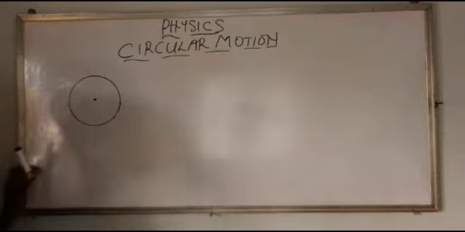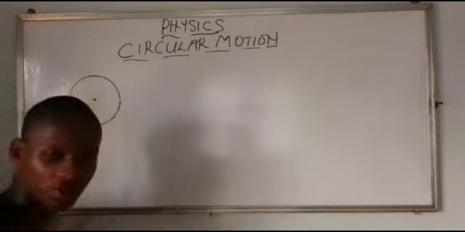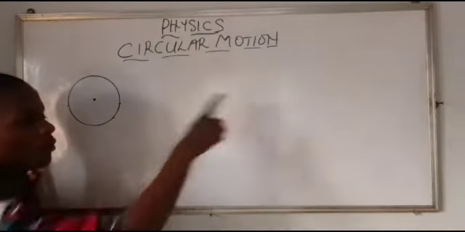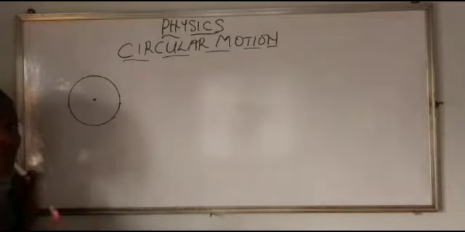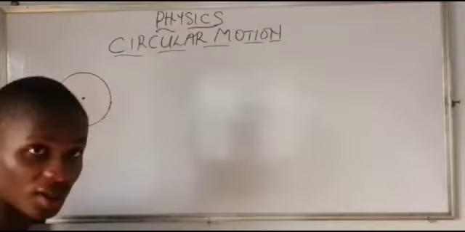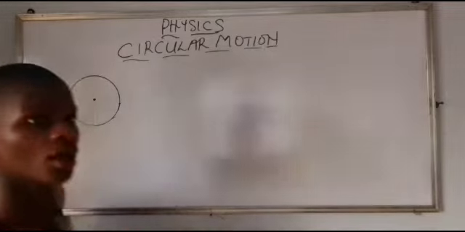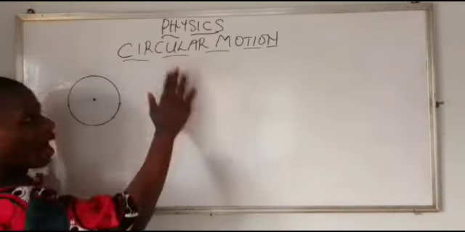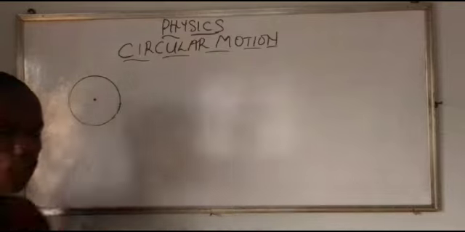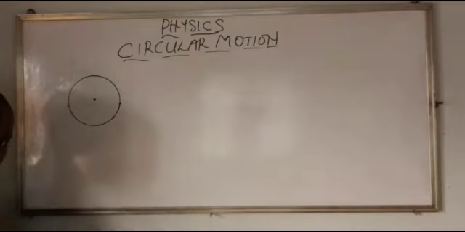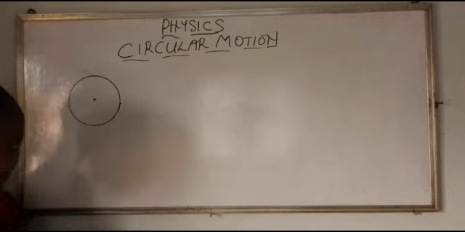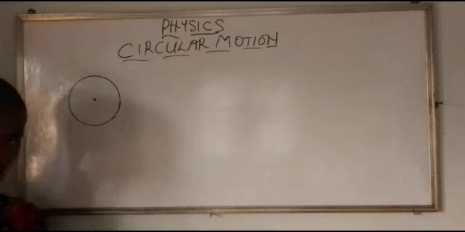I know that someone will quickly ask me, sir, what about rotational motion? Circular motion is movement of an object about a fixed point in a circular path. Then what is rotational motion? My brother, calm down, reduce your temper. Both circular motion and rotational motion involve objects moving in a circular path about a fixed point. But however, there are major differences between circular motion and rotational motion.